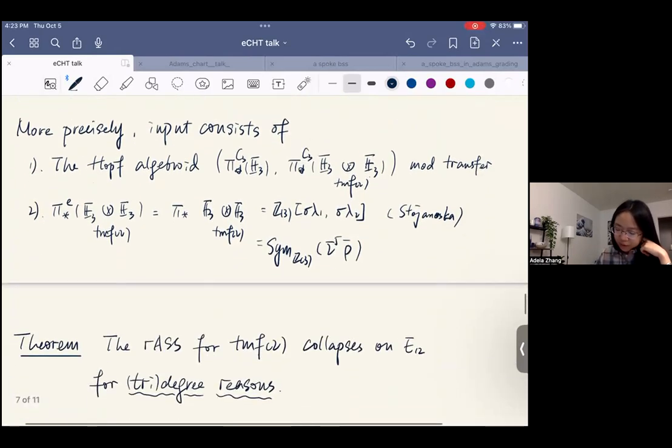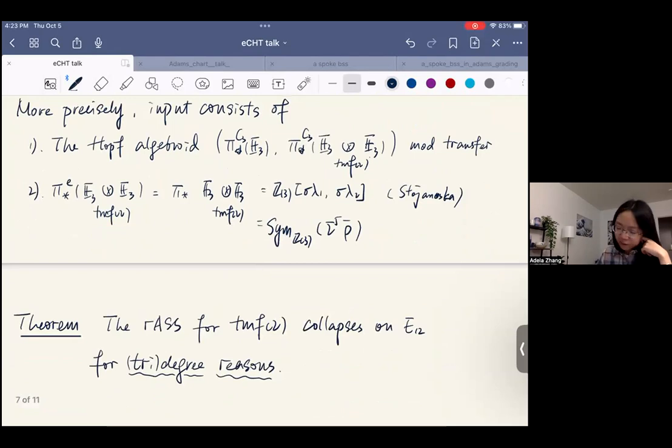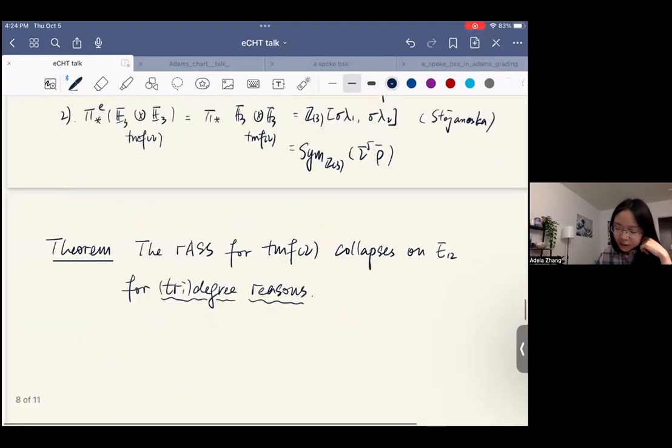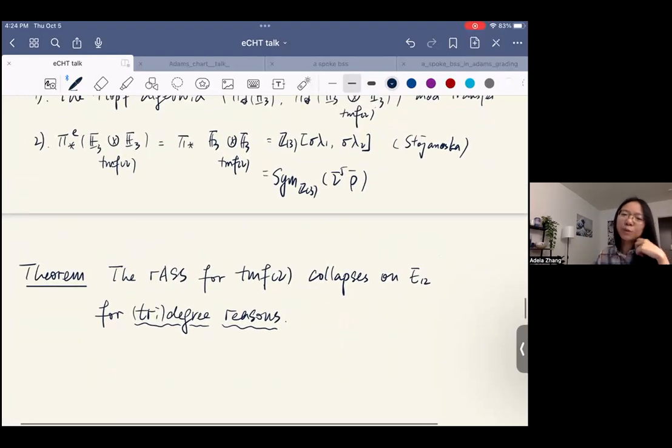The relative Adams spectral sequence for TMF2, the C3 equivariant one, actually collapses at E12. There are many higher differentials, but the higher differentials are determined for tri-degree reasons, and the degeneration of the spectral sequence at E12 is also for tri-degree reasons. I will explain what tri-degree means. Instead of just the Adams filtration, we need to keep track of another filtration. That's what I mean by a tri-degree. So we need a bifiltration on TMF2.